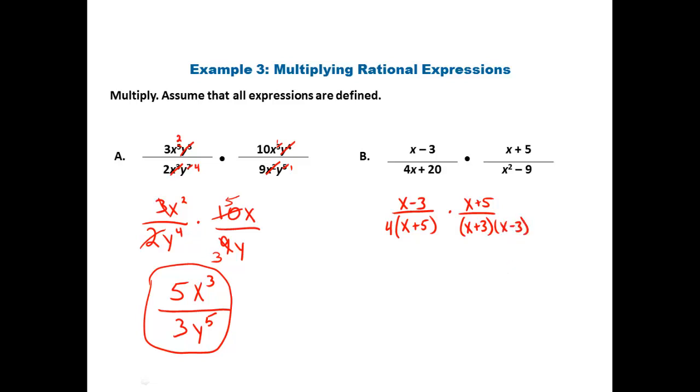Alright, now let's look and see what we can cancel out. X plus 5s, x minus 3s. Alright, I think that's it. Now when we look, we canceled out everything in the top. That doesn't mean the top goes away, it just means it simplifies to 1. Over, let's see what we have left, 4 times x plus 3. And you don't need to redistribute the 4, you can leave it just like that.